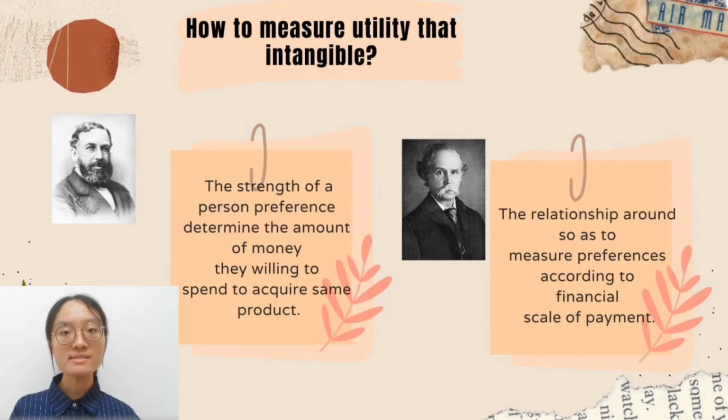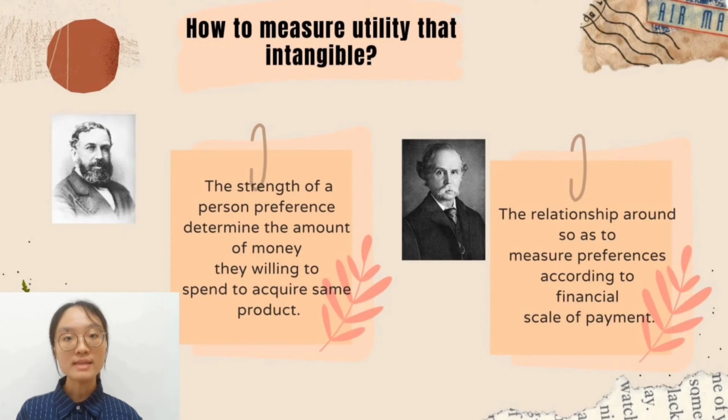Marshall boldly said, with money. The early marginalists said that the strength of a person's preference determines the amount of money they are willing to spend to acquire the same product. However, Marshall turned the relationship around so as to measure preference according to the financial ability of payment.